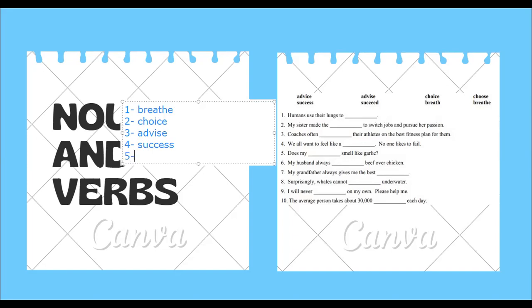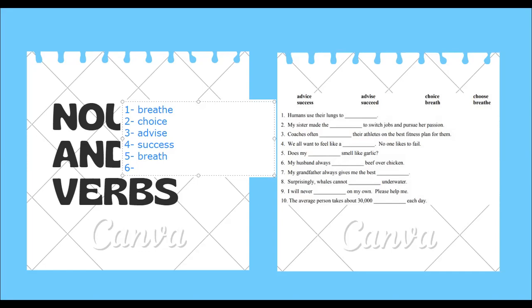Now let's continue with the fifth. Does my blah blah smell like garlic? So there is a bad smelling, and what can it be? Breath, of course. Is it the noun form? Of course, noun form.